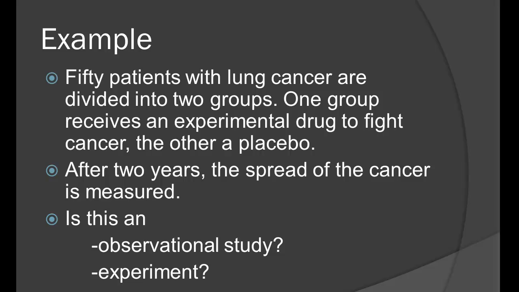This is an experiment. Okay, you can see that we've got two groups. We can see that a treatment is being applied to at least one group. The other group's getting the placebo, and then we're making an observation in hopes of determining the effect of this drug on the spread of cancer. Okay, this is a good example of an experiment. You have to have those two groups. You have to have a treatment.